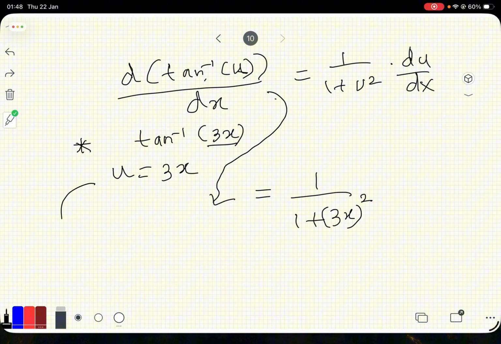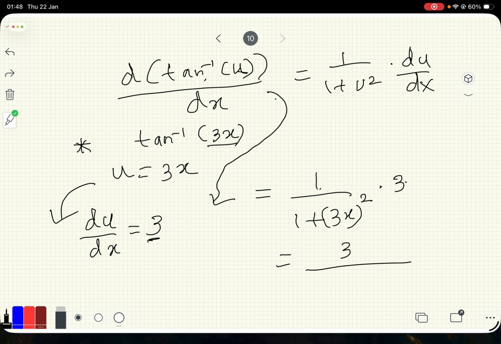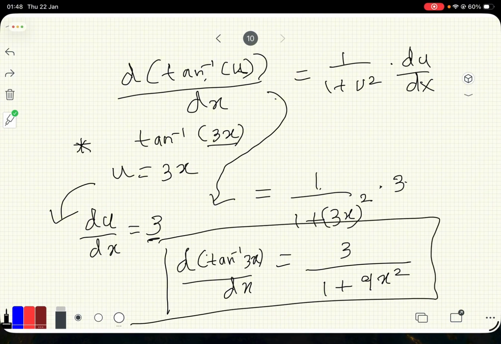So first let me differentiate u with respect to x. du over dx is equal to the derivative of 3x, which is simply 3. So you multiply by du over dx, which is 3. So your answer: 1 times 3 is 3, over 1 plus 3 squared, which is 9, x squared. So your final answer, the derivative of tan inverse 3x with respect to x, is 3 over 1 plus 9x squared.